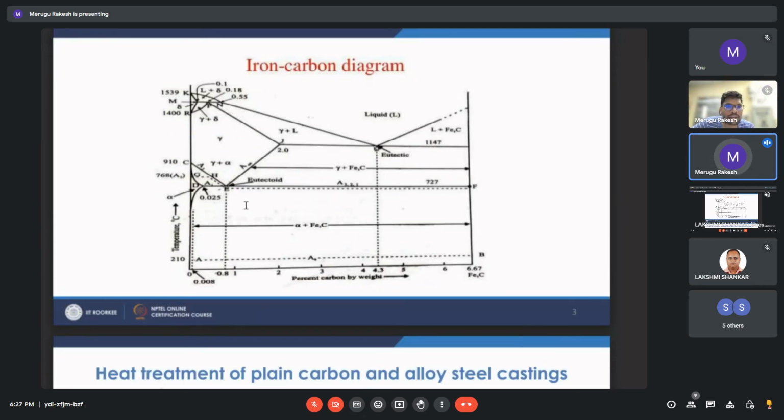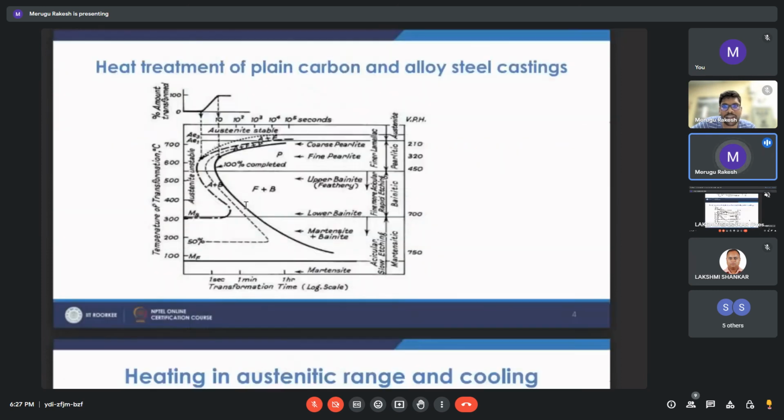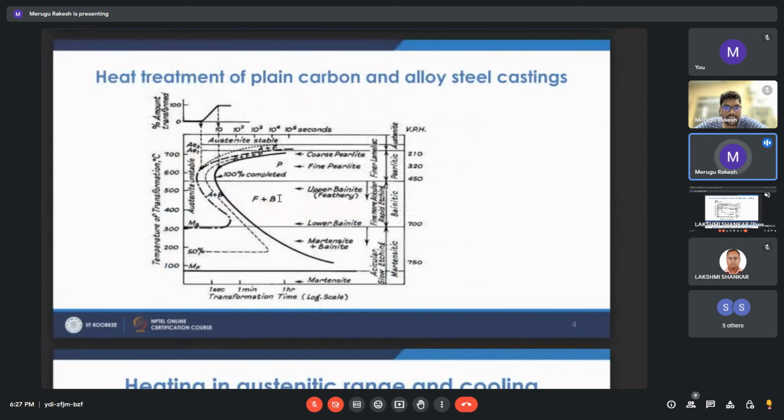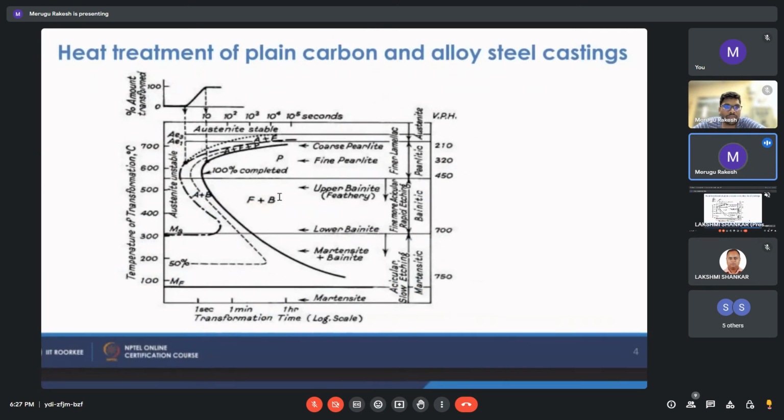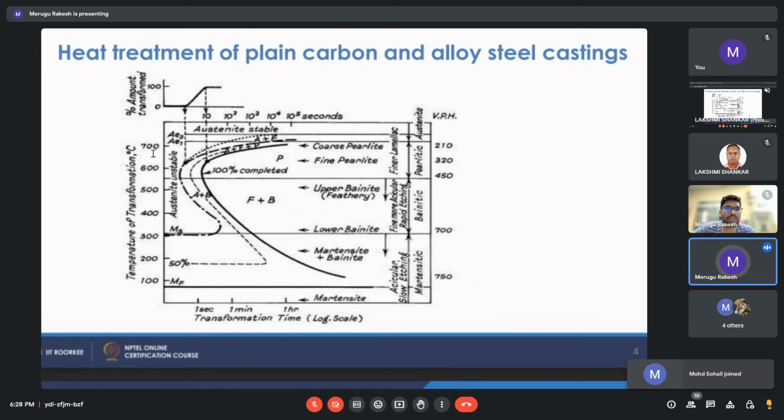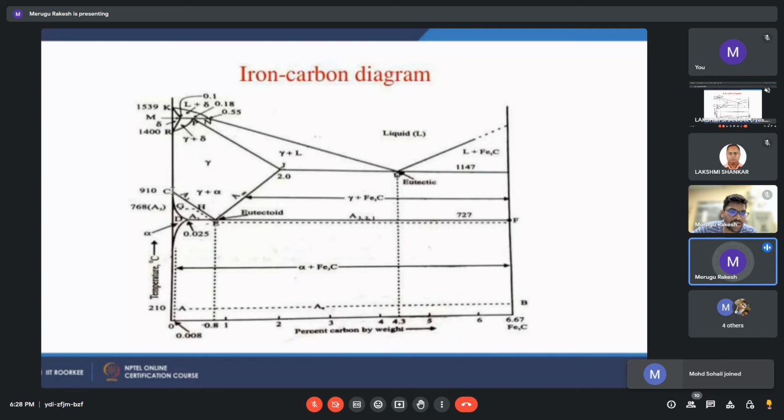Okay, then let me explain the heat treatment of plain carbon alloy steels. This figure itself explains everything. This is the time-temperature transformation curve, or TTT curve. This is for a particular composition of the steel. If you see, this is the temperature 700 degrees Celsius, and we start some 200 or 300 above that, where the austenite is transforming into the actual phase. So we can start around 800 to 900 degrees Celsius.